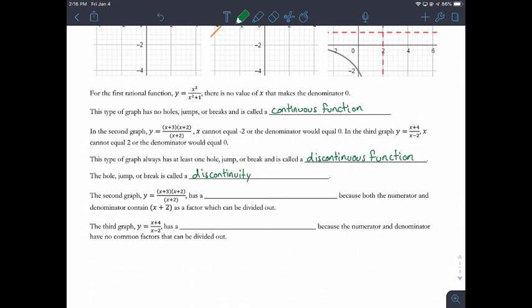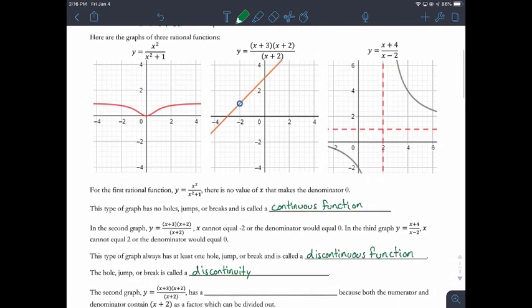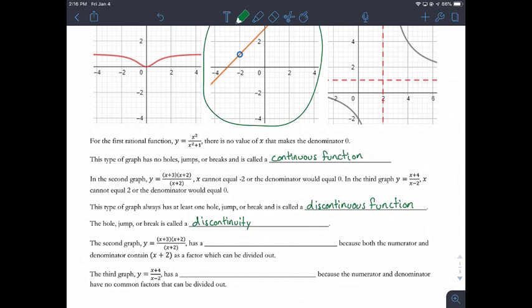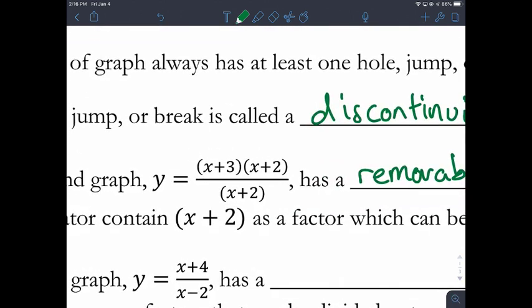The second graph, let's go back to the second graph here, to remind ourselves how that looks. Y equals x plus 3 times x plus 2 over x plus 2 has a removable discontinuity, because both the numerator and the denominator contain x plus 2 as a factor which can be divided out. That x plus 2 on the bottom can be divided out with the one on the top. That's why we call it a removable discontinuity. And yes, it does give us the graph of y equals x plus 3.